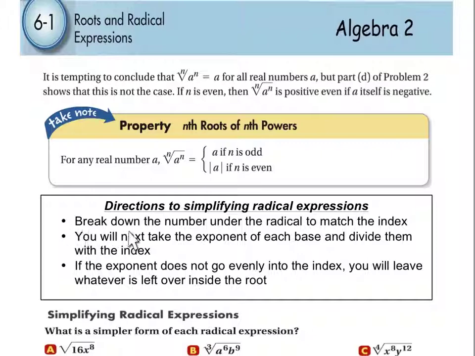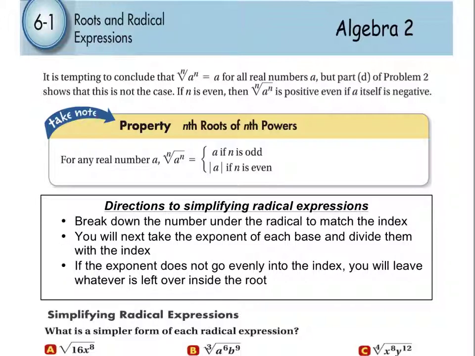So, as we look here, the directions to breaking down and simplifying radical expressions. First thing we're going to do is break down the number underneath the radical to match the index. This is the exact same thing that we did in class today. Once you've done that, you want to next take the exponent of each base and divide them with the index.